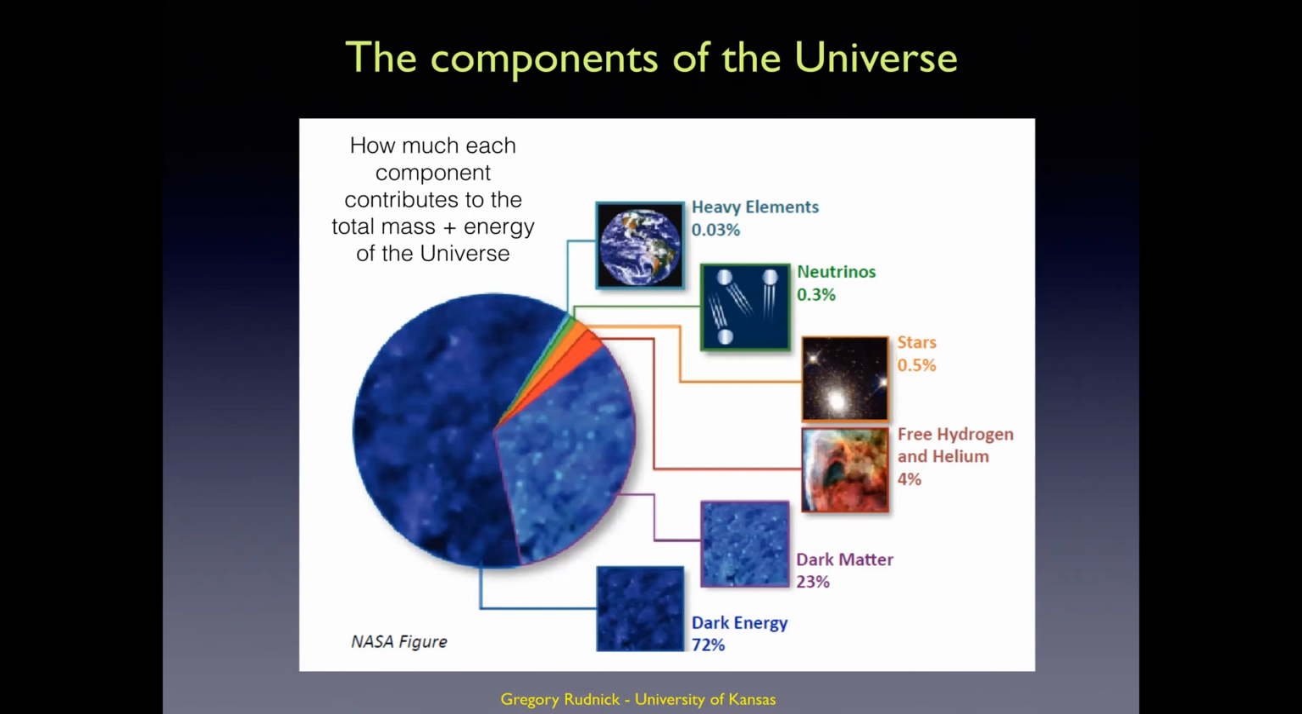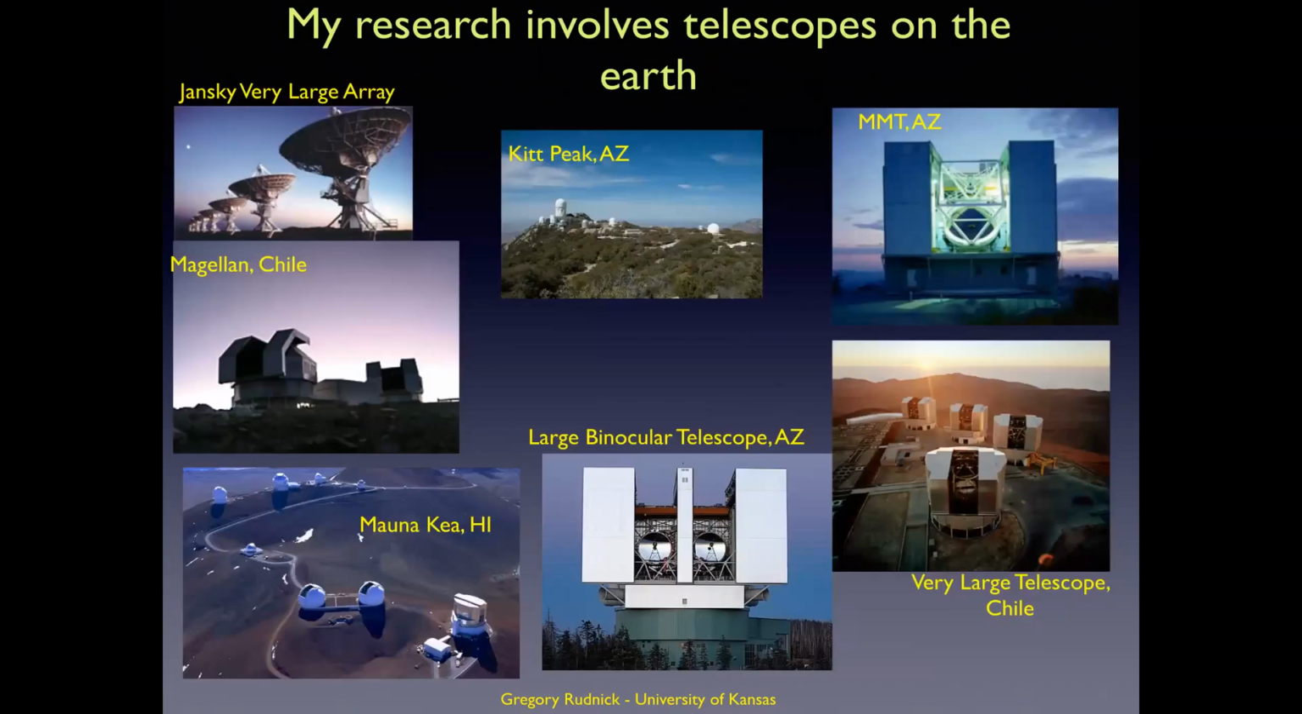How do I see this? I use telescopes. And I use telescopes on the ground. I use the Jansky Very Large Array in New Mexico. I use these telescopes in Kitt Peak. Just to give a sense of scale, the 4-meter Mayall telescope is a 15-story tall building. This telescope is actually bigger in diameter.